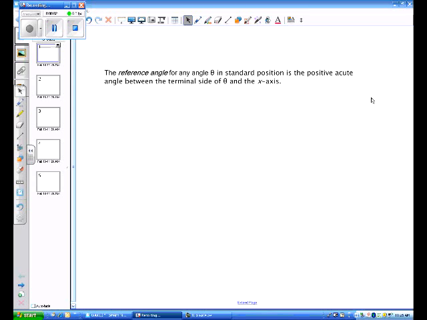In this section, we're going to look at a concept called a reference angle. And so let's look at the definition first. The reference angle for any angle theta in standard position is the positive acute angle between the terminal side of theta and the x-axis.